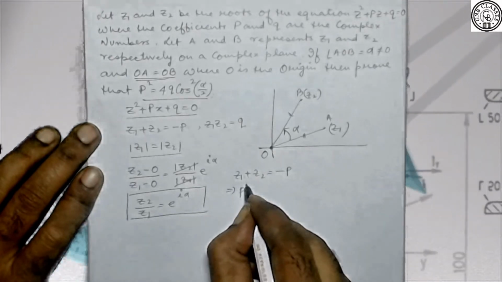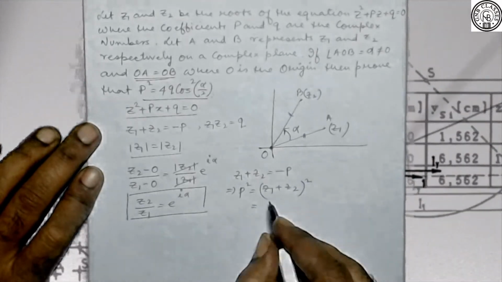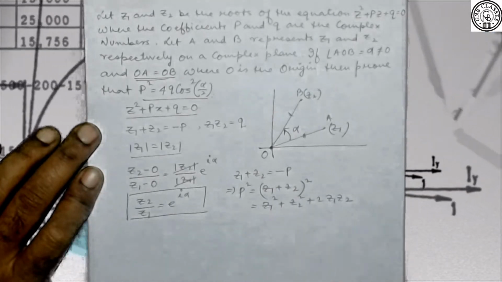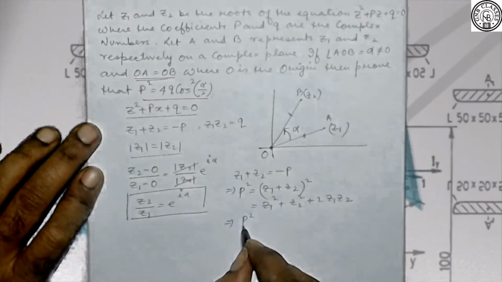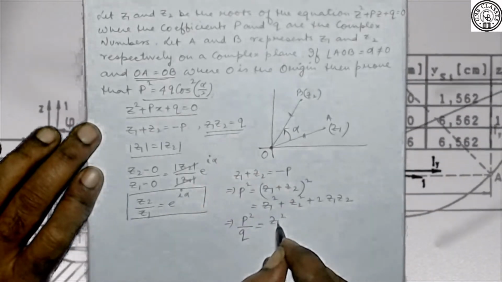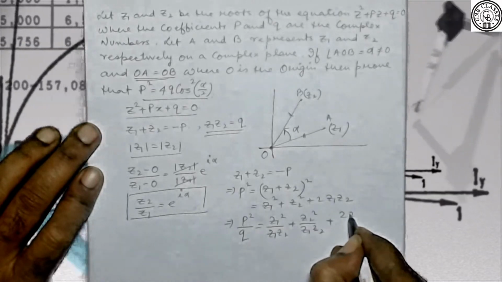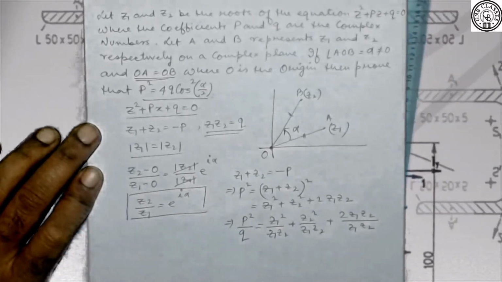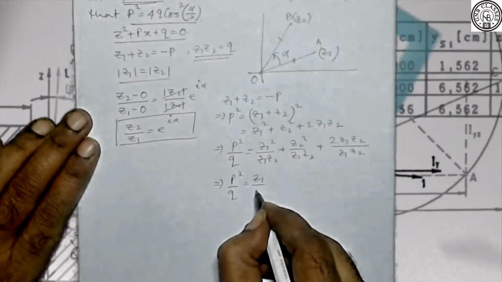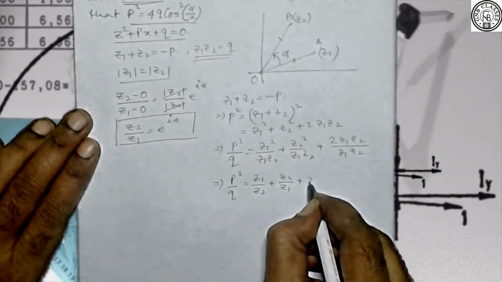Now we have Z1 plus Z2 is minus P. That implies P square is Z1 plus Z2 whole square. So if I open the bracket, what we are going to have? Z1 square plus Z2 square plus 2 Z1 Z2. Right? Now let me divide both sides by Q. Q is nothing but Z1 Z2. So on the right hand side, you will write it this way. Is it correct? So this is P square by Q equals Z1 by Z2 plus Z2 by Z1 plus 2.